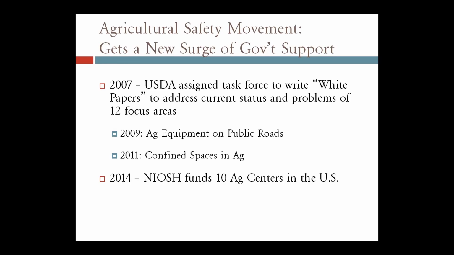One of the ones they addressed was movement of agricultural equipment on farm roads, and then the one after that was confined space, in which they did a lot of work pulling together the research that had been done and working with different organizations, both federal and state and nonprofit, to determine what we can do to address confined space issues. In 2007, the white paper was, again, the 12 focus areas. That was actually a little earlier. Ag equipment on public roads was one, confined space, as I mentioned, and then the NIOSH funding for 10 ag centers was, again, released in 2014.